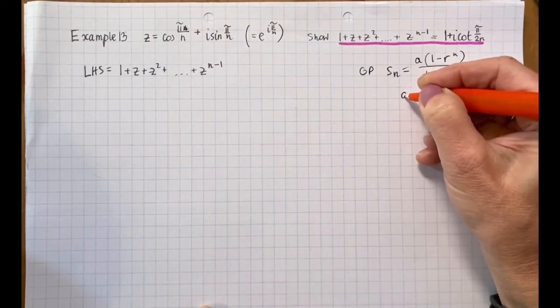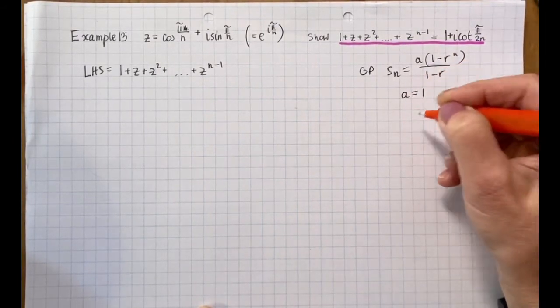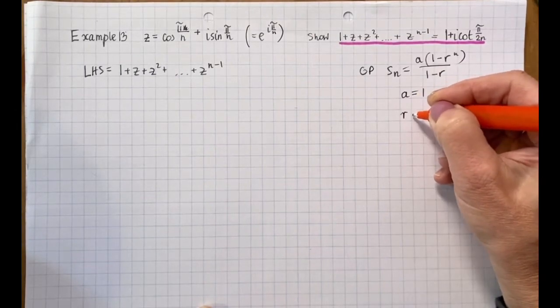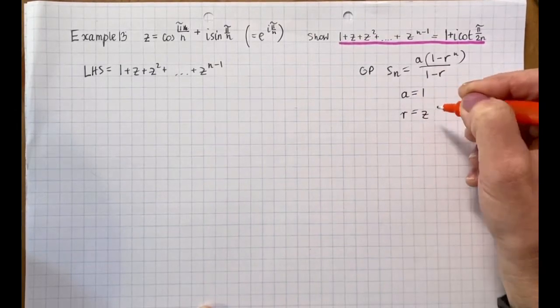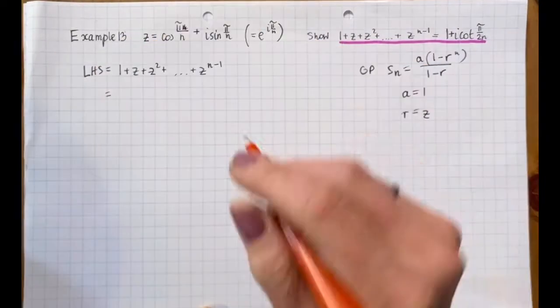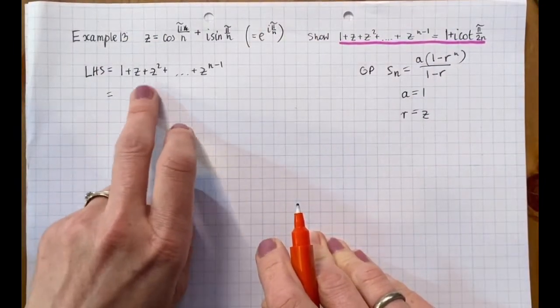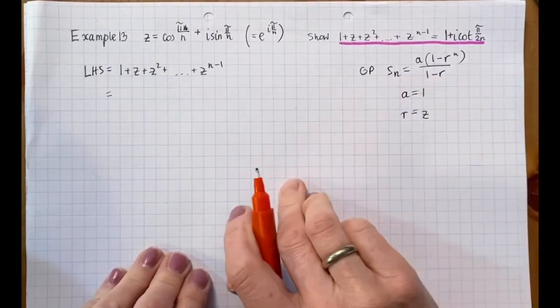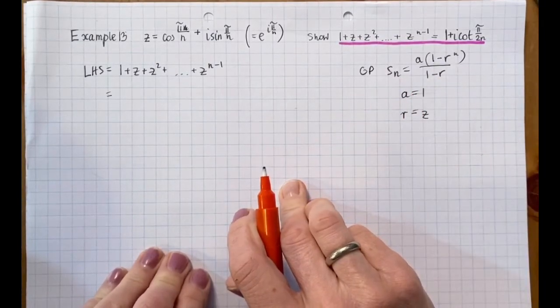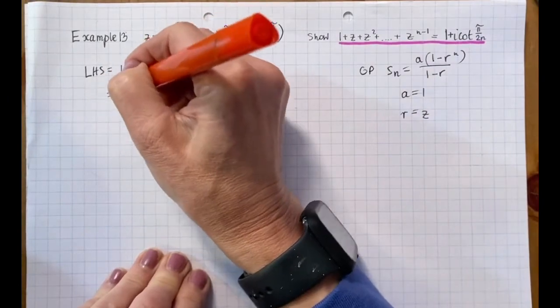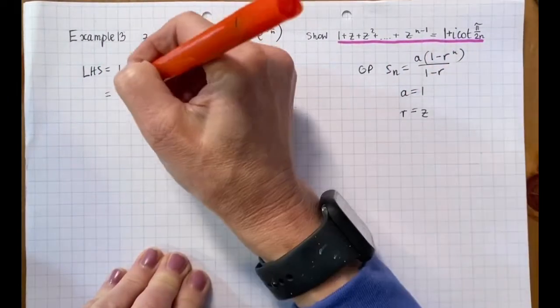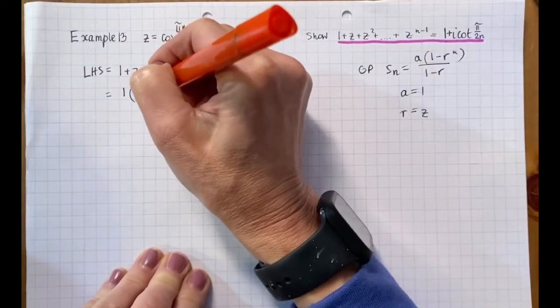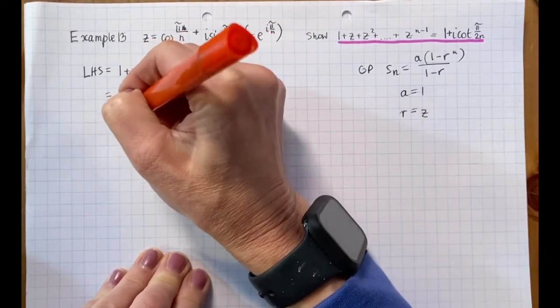In our case, the first term, a, is equal to 1. The common ratio r is equal to z. So let's substitute, let's replace our series by the sum of the series. So it's going to be 1 minus z to the power of n over 1 minus z.